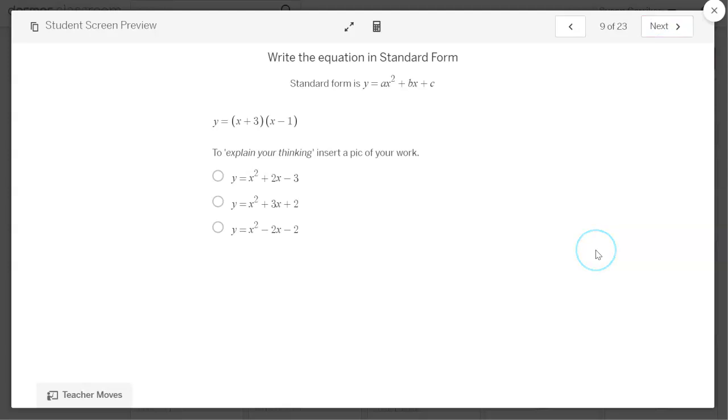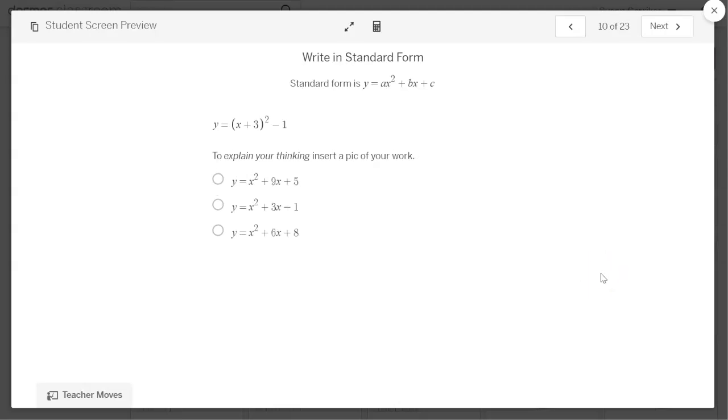There are sample responses and teacher moves on many of these slides, so be sure to check those as you go. In this problem, the equation was given to them in factored form, and they're being asked to convert that into standard form. It does say explain your thinking by inserting a picture of your work. Now, the way I handled this is I had kids create a box and put the factors on the sides and multiply and fill in the box. And then they would choose the answer.